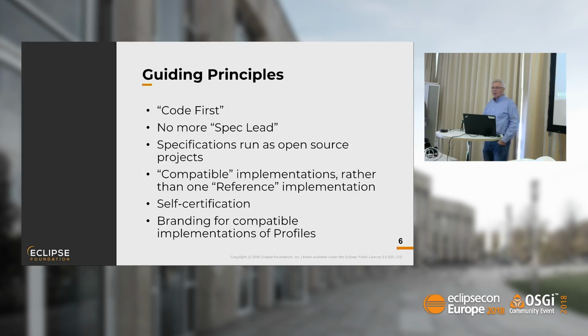We want to run specs as open source projects in a much more collaborative way, with compatible implementations rather than one reference implementation. In the JCP and in a lot of other places, you have a reference implementation. So we're going with a notion that you can have more than one, and in particular that means that you don't have a normative implementation. Self-certification and branding, and we'll talk about those.